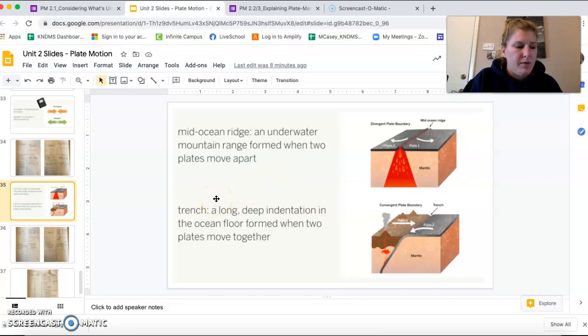The next term on page 14, and the last term for today that you need to add in, is trench. A trench is a long, deep indentation in the ocean floor formed when two plates move together. And you're going to have to do your best to try and draw a diagram that represents this so that you know that a trench occurs at a convergent boundary. A mid-ocean ridge occurs at a divergent boundary where the plates are moving apart.